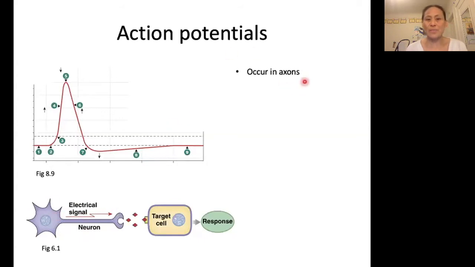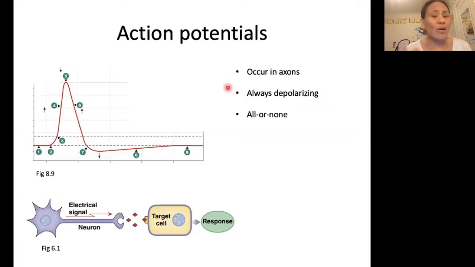First of all, action potentials generally occur in axons. Okay. Action potentials are always depolarizing. So they're always going to go up like this. They're never going to go down and then back up. They're always going to be depolarizing.